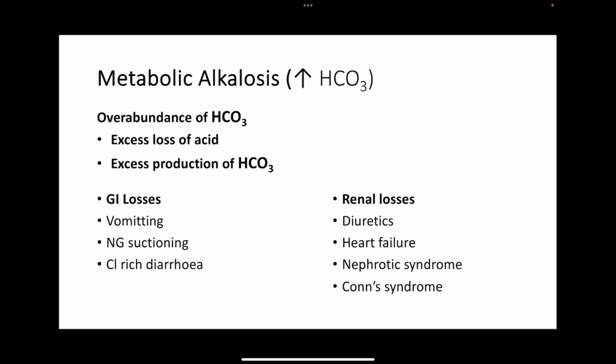Then metabolic alkalosis is because of raised bicarbonate ions, resulting in raised pH. It can be because of overabundance of bicarbonate, either due to excessive loss of acid or excessive production of bicarbonate. Now, the causes of GI losses can be vomiting, nasogastric suctioning, or chloride-rich diarrhea. And renal losses can be because of diuretics, heart failure, nephrotic syndrome, Conn's syndrome, etc.